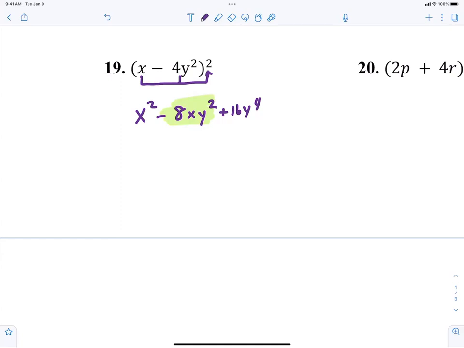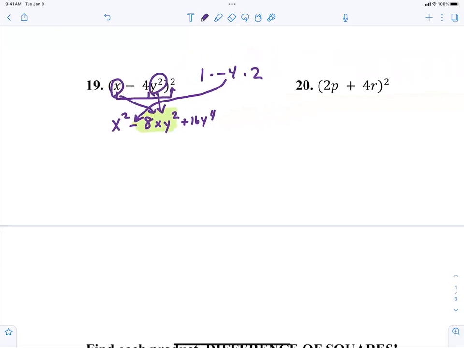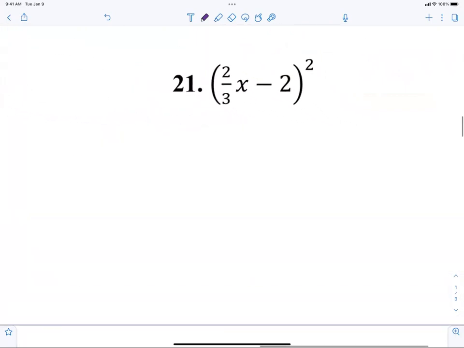All right, so the middle term is 1 times -4 times 2. That's how I got the -8. Oh, thank you. And then the x and the y squared just carry down, right, Trey? Yep. All right, Jolie, you've got a tricky one now because you have a fraction.